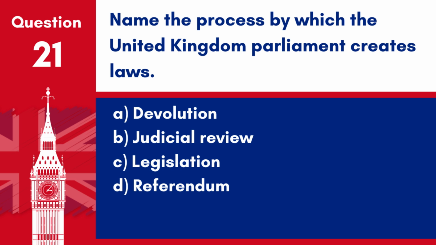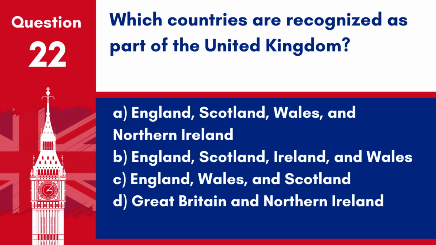A. Devolution. B. Judicial review. C. Legislation. D. Referendum. Answer C. Legislation. The process by which the United Kingdom Parliament creates laws is known as legislation, involving several stages in both the House of Commons and the House of Lords. Question 22. Which countries are recognised as part of the United Kingdom?